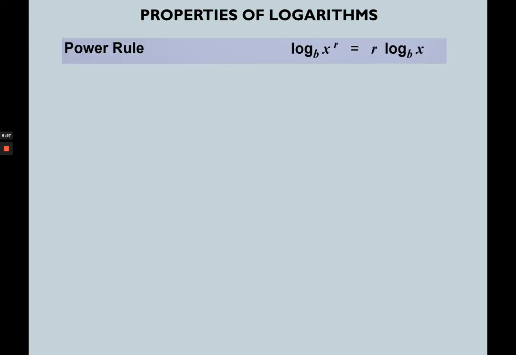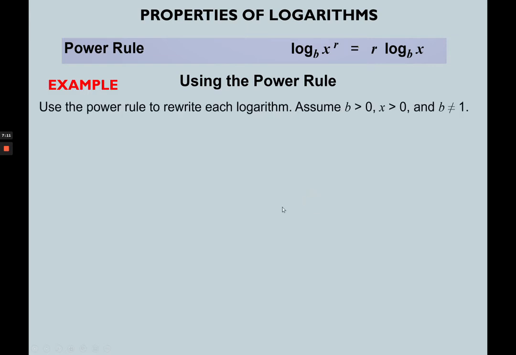Now, you have also the power rule. The power rule says if there's a power on the argument, you can actually write it in front of the logarithm. It's just the same value. So, using the power rule, rewrite each logarithm. If you are given ln of 7 raised to 4, you just have 4 written in front of ln, so you have 4 ln of 7, or 4 times ln of 7. Here you have ln of x raised to 3, which is written as 3 times ln of x.